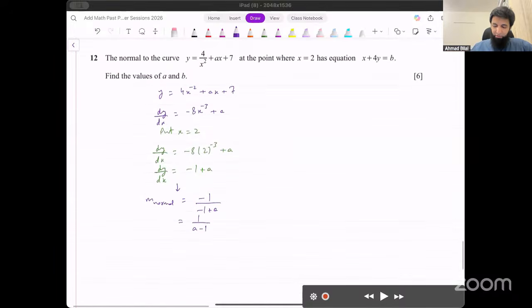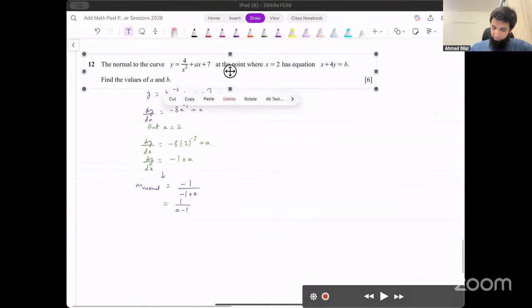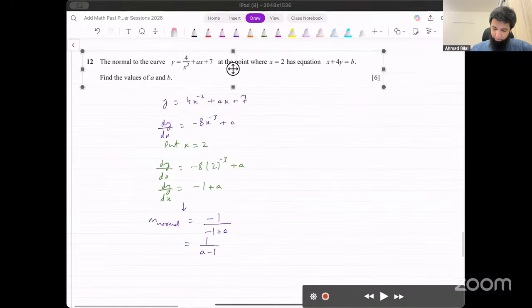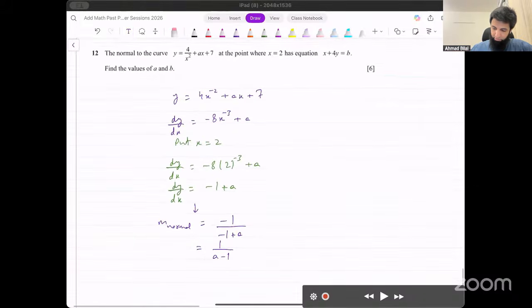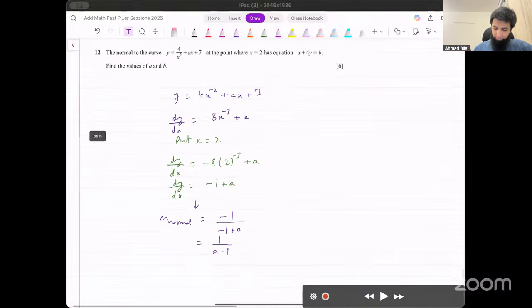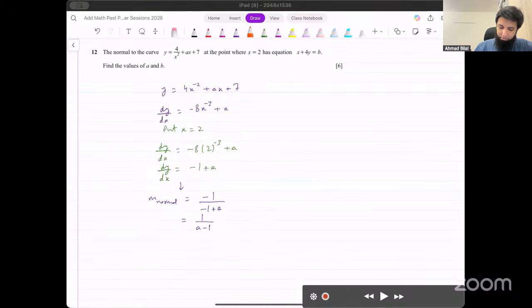Once we've got the gradient of the normal, now we could say, let's zoom in slightly. Okay, once we've got the gradient of the normal, now what we can do is find the point at which we have to find that normal.